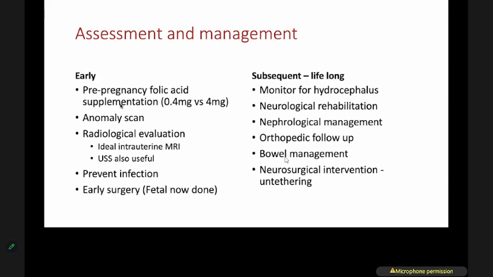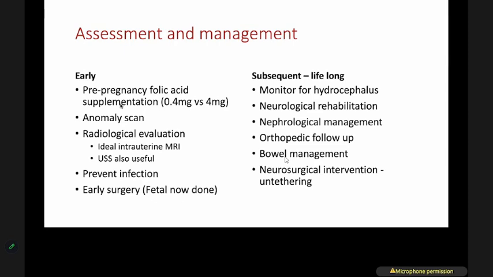I already mentioned that folate deficiency is associated with risk of neural tube defects. So therefore, pre-pregnancy, because your neural structures are completely formed by the end of 8 to 9 weeks, there has to be pre-pregnancy folate supplementation. We normally perform an anomaly scan, and then if you find something suspicious, you can confirm by performing a fetal MRI.